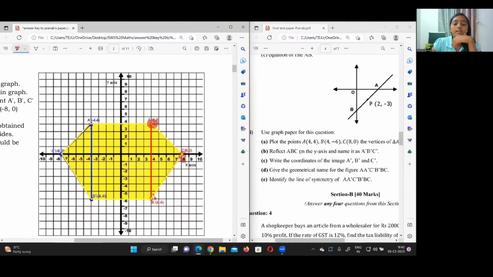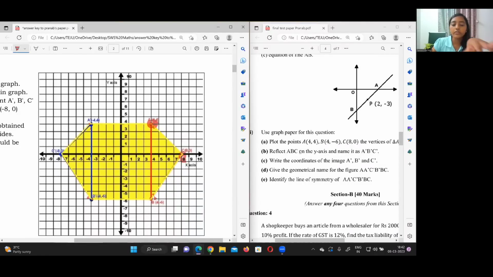Then next they're asking you to plot B, which is 4, minus 6, becomes minus 4, minus 6, which is here. And the next one is 8, 0, becomes minus 8, 0. Always remember, when they ask you to reflect on the y-axis, only the x coordinate changes. If they ask you to reflect on the x-axis, the y coordinate changes. Once you have reflected, you name them A dash, B dash, and C dash, right? Write the coordinates of the image. We have already done so.